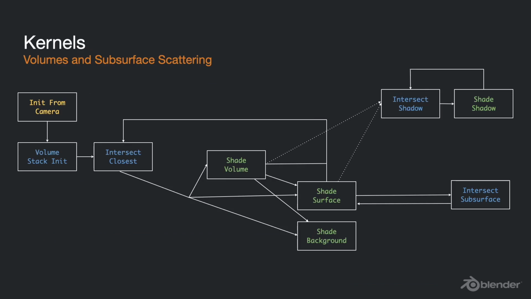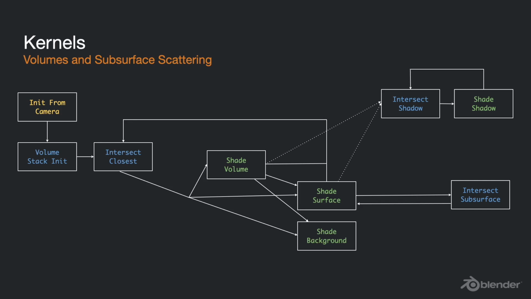Up to now, I've only talked about rendering surfaces, but when we add volumes and subsurface scattering to the mix, it gets a bit more complicated. So there's 3 additional nodes in the kernel graph. The first one is volume stack initialization. We need to know for a path which volumes it is inside of, and if the camera is potentially inside the volume, we need to initialize the volume stack.